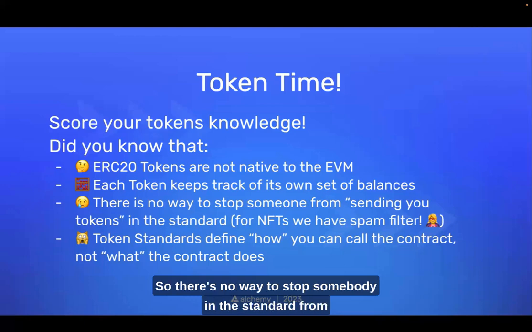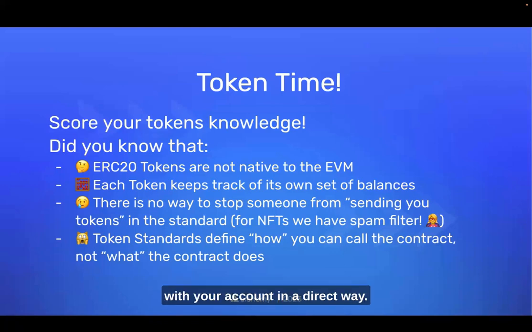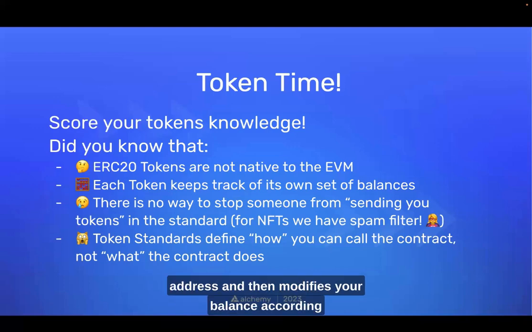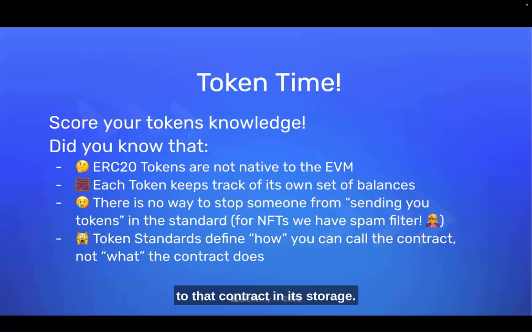So there's no way to stop somebody in the standard from sending you tokens, because a token is its own separate smart contract where they can store a balance to keep track of how much you own of a particular token. So when somebody sends you some ERC20 tokens, they're really modifying storage of an alien smart contract, a smart contract that may have never interacted with you before. It doesn't have to interact with your account in a direct way. It just keeps a record of your address and then modifies your balance according to that contract in its storage.